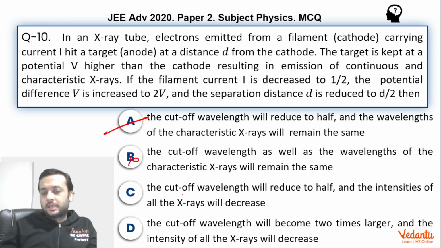This is wrong, of course. Cutoff wavelength will reduce to half and intensity of all X-rays will decrease. This is also correct. The cutoff wavelength will become 2 times larger and the intensity of all X-rays will decrease. This is wrong. So the answer will be A and C.